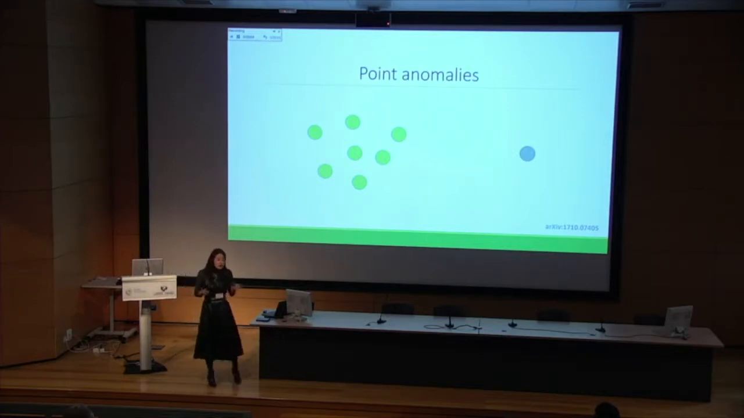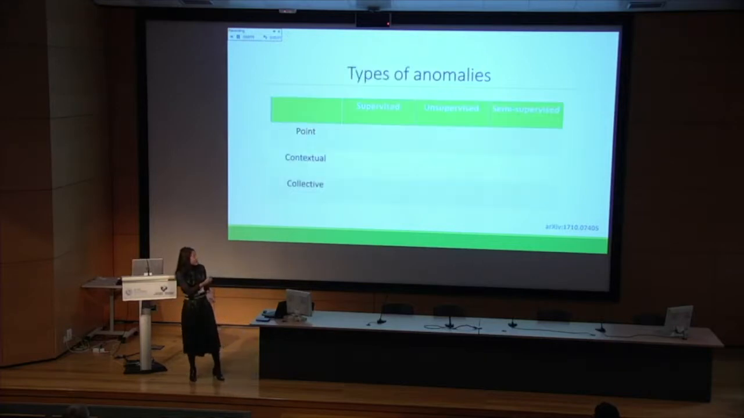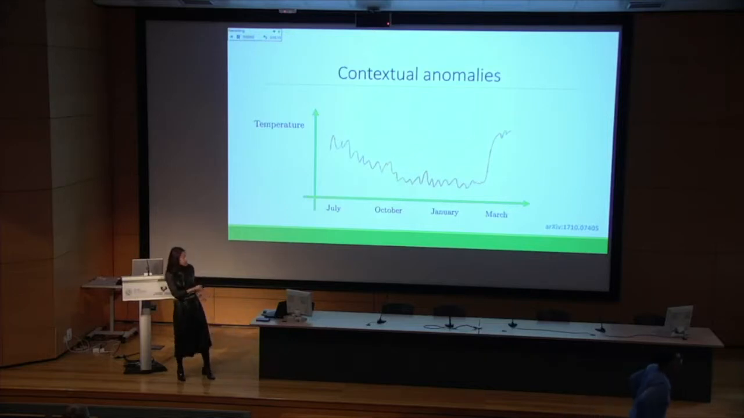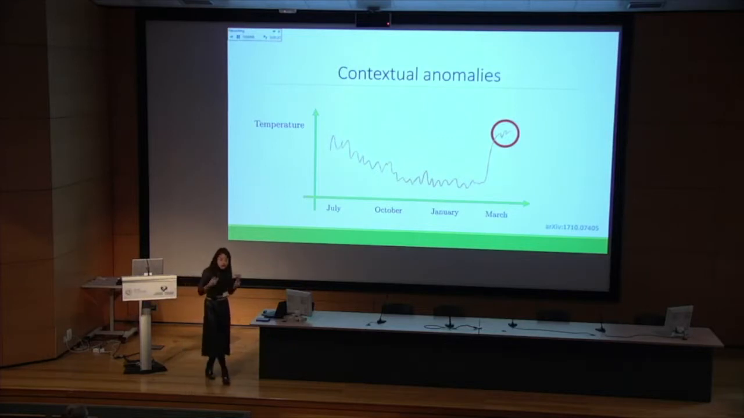If it's not normal, maybe it has emphysema or something. And so this is a point anomaly. Then we have contextual anomalies. So this could be the graph of temperature here in Bilbao. We notice here in March there's a bit of a spike. But it's not anomalous in the sense of the value of the temperature itself, because it's just a little bit higher than July. But in the context of March, it's anomalous.